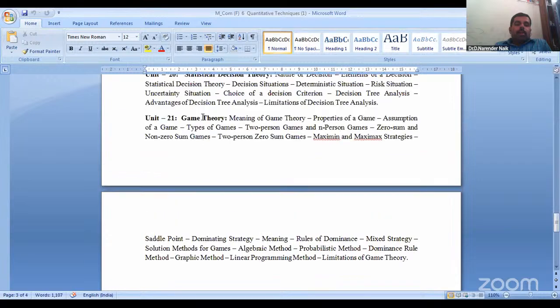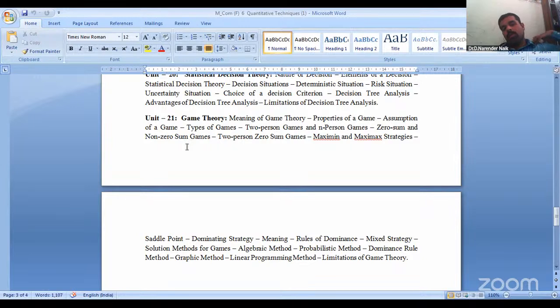Then the last unit is 21, that is game theory. Okay, game theory. Meaning of game theory, properties of a game, assumptions of a game, types of games, two-person games and n-person games, zero-sum and non-zero-sum game, two-person zero-sum game, maximin and minimax strategies. Not maximax. This is minimax and maximin strategies.